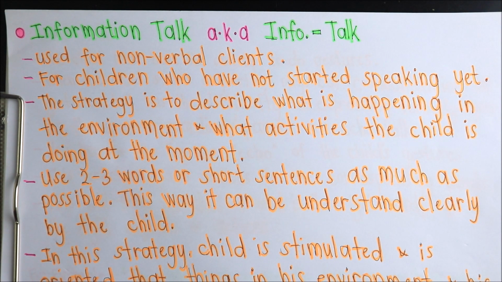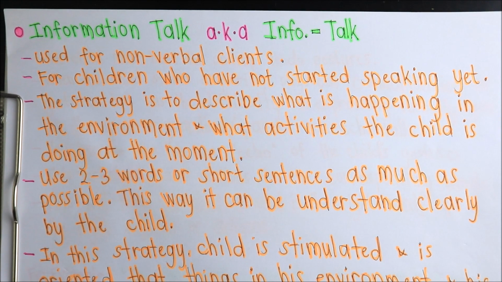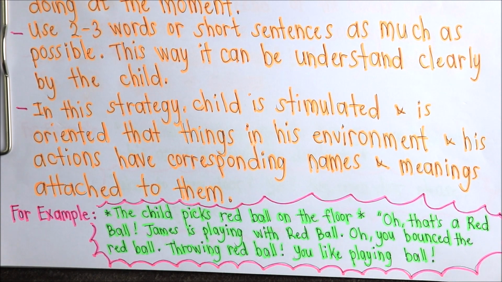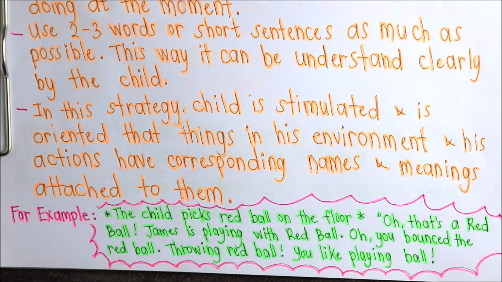First, information talk, also known as info talk, used for nonverbal clients, for children who have not started speaking yet. The strategy is to describe what is happening in the environment and what activities the child is doing at the moment. Use 2 to 3 words or short sentences as much as possible. This way, it can be understood clearly by the child. In this strategy, the child is stimulated and is oriented that things in his environment and his actions have corresponding names and meanings attached to them.